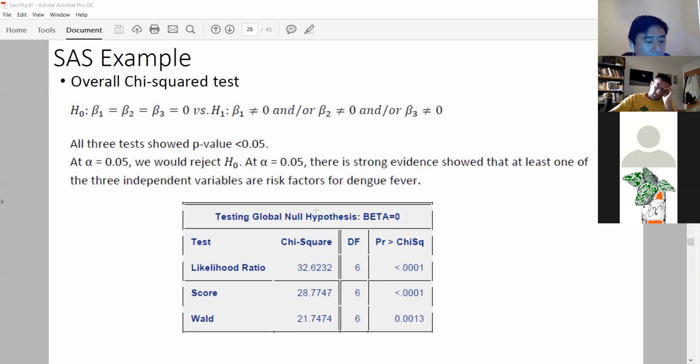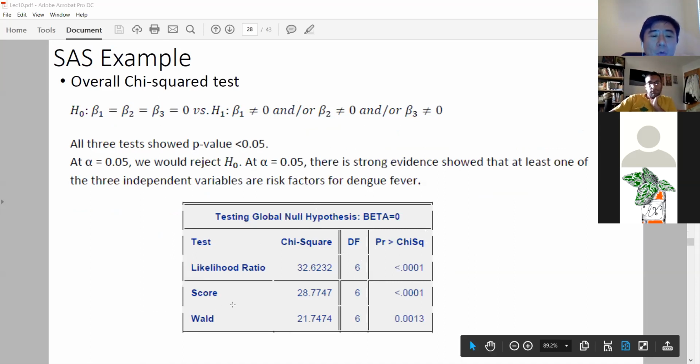And the null hypothesis is that the entire model is not significantly better than the null model, which is the model without predictors. And there are three different tests, with only tiny differences between the three: likelihood ratio, score, and Wald test. They are chi-square based tests.